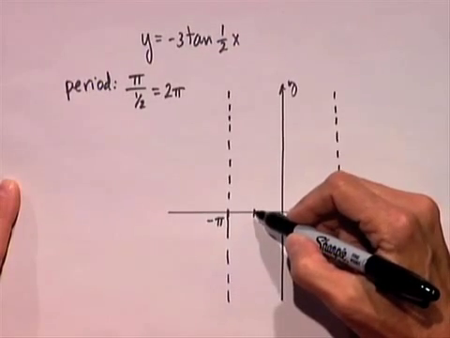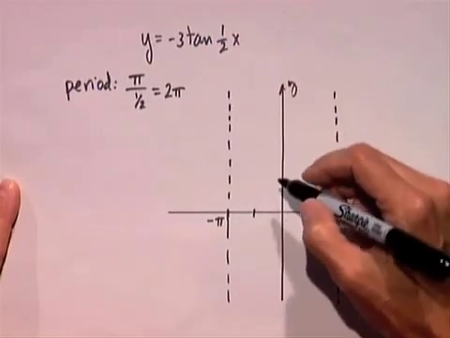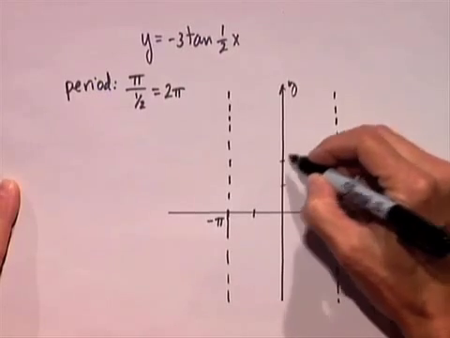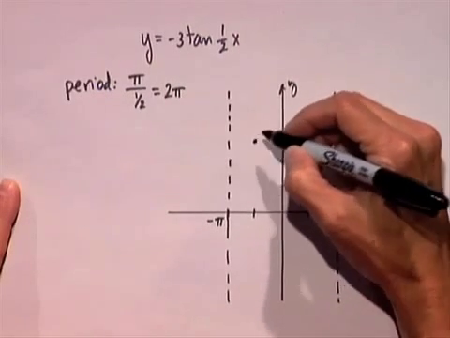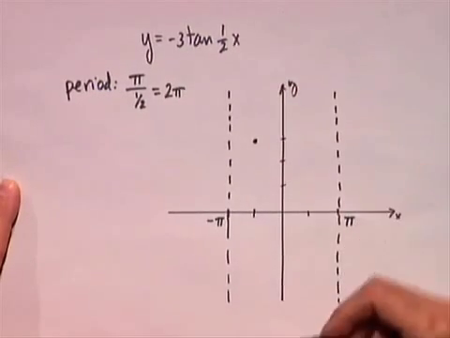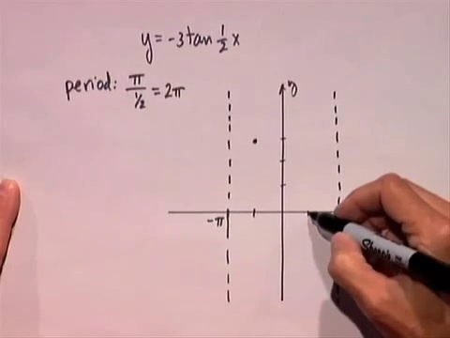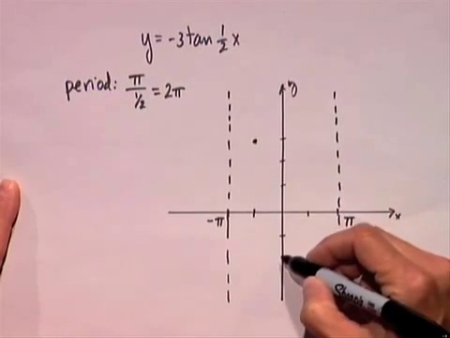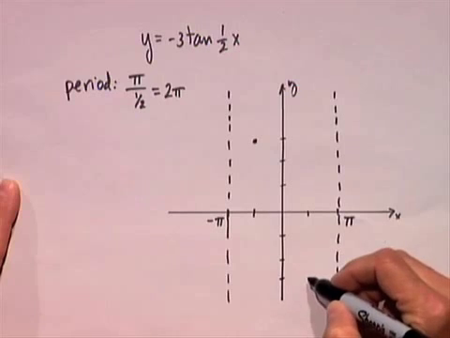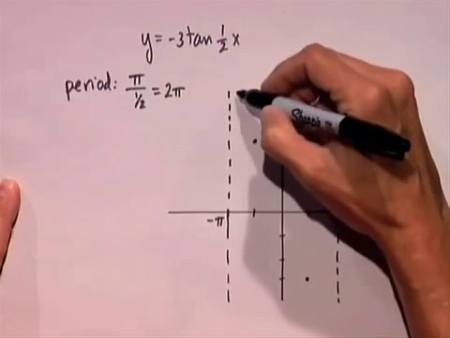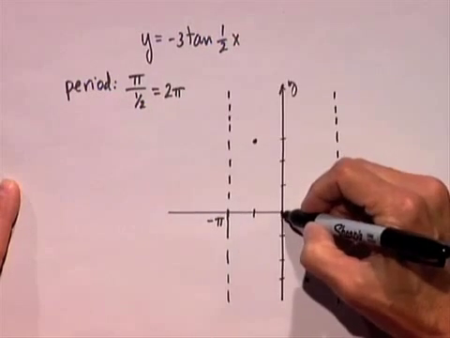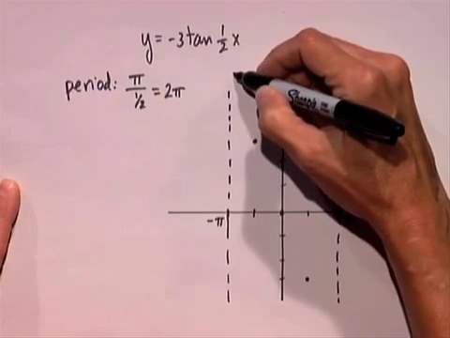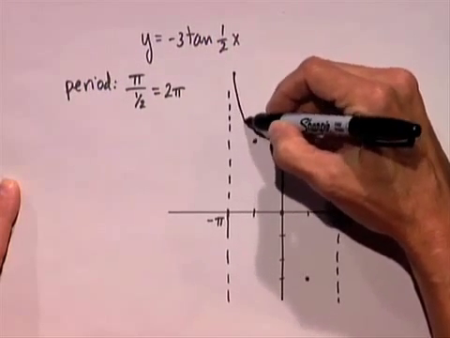So at negative pi over 2, the tangent's going to have value positive 3, because, remember, it's reflected about the x-axis. At positive pi over 2, the tangent will have value negative 3. And then I can draw in, and again it contains the origin, I can draw in my tangent containing those.